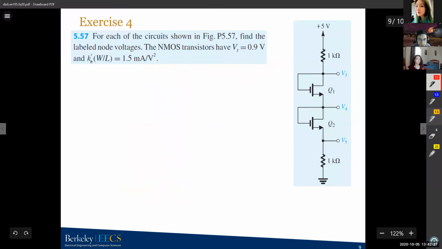Okay, the last one. The last problem is also a MOSFET. And you can see this is an NMOS, from the symbol, we can just look at it. And we want to find the labeled node voltages. That means we want to find what V3, V4, and V5 are. What's the voltage of the 3 nodes?